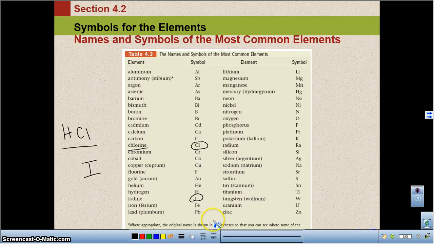So all you need to do is get more familiar with the periodic table, and that's all there is to this lecture.